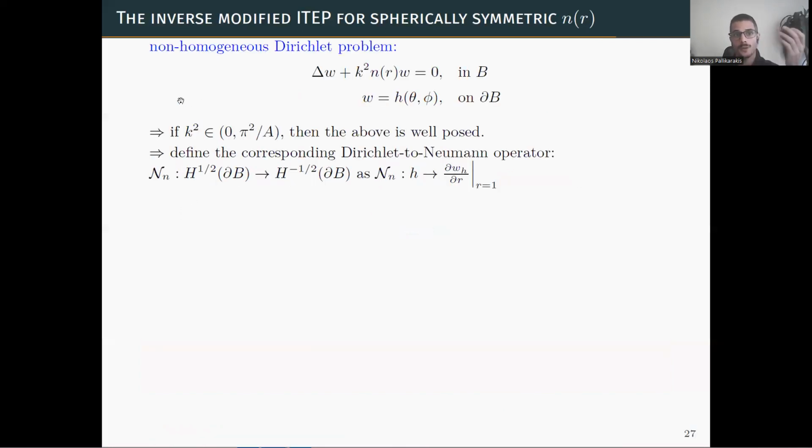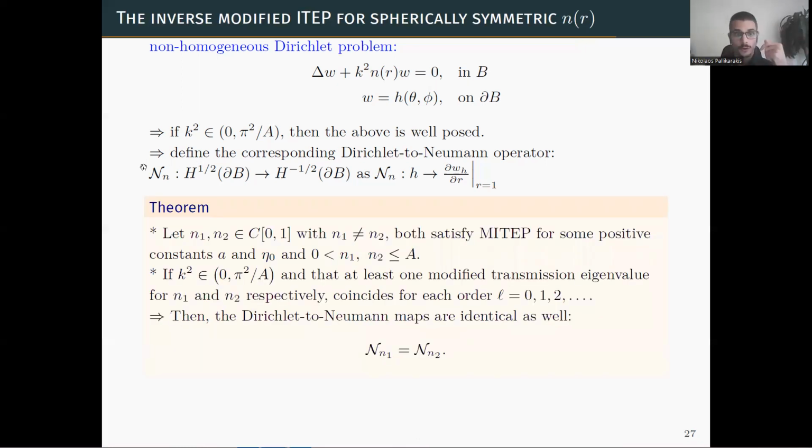And now we introduce the corresponding non-homogeneous Dirichlet problem, which is the non-homogeneous Helmholtz equation with the non-homogeneous boundary condition. And as I said before, since k squared is not a Dirichlet eigenvalue, the non-homogeneous problem is well posed. And since it's well posed, we can also define the corresponding Dirichlet-Neumann operator. This means that the map between these boundary Sobolev spaces is well defined, and this maps the Dirichlet boundary condition h to the Neumann condition of w_h, where w_h satisfies the non-homogeneous problem.